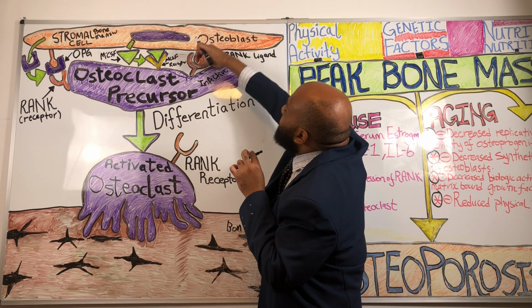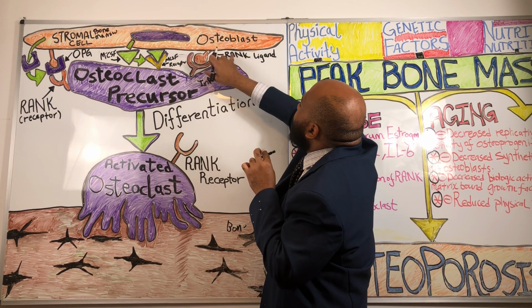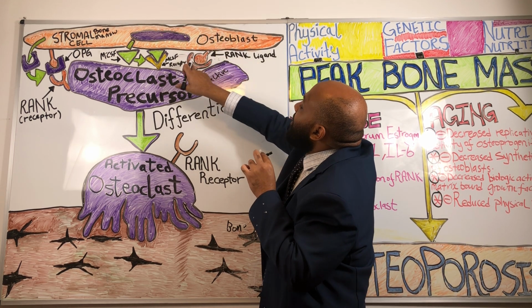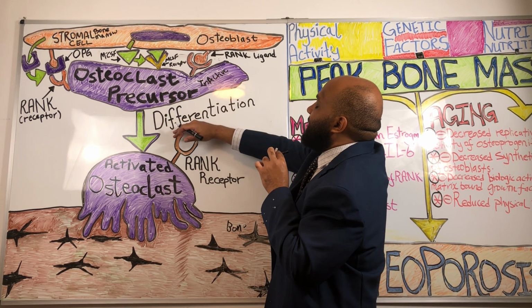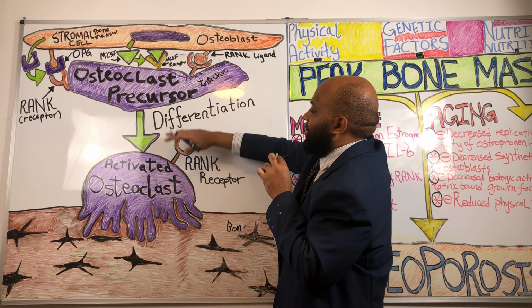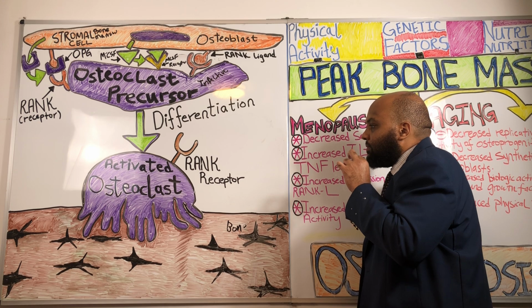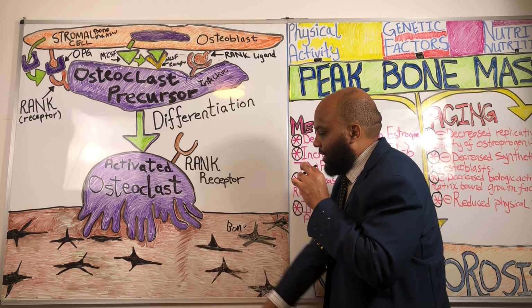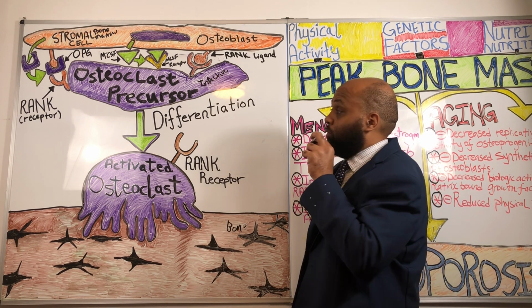When you have this binding of the osteoblast RANK ligand with the osteoclast inactive precursor cell, that leads, the same thing, to the differentiation of the osteoclast precursor cell into an activated osteoclast, and this activated osteoclast will now go and degrade the bone. So these are the two pathways you're responsible for knowing.